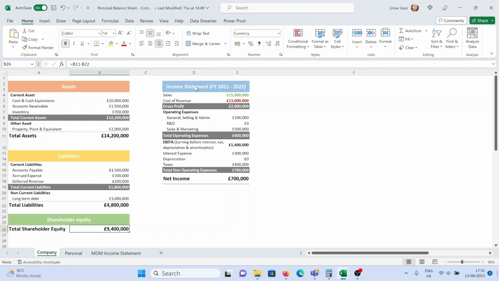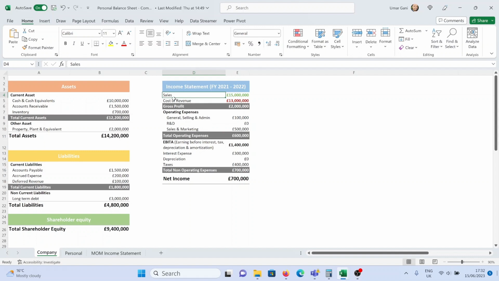So what is the income statement? The income statement is, on a month-on-month or day-to-day basis, the amount of product you're selling, how much it costs you to make that product, and what your operating expenses are. What are the different expenses you have in terms of admin cost, general cost, R&D cost, or marketing cost? Those come as part of the income statement.